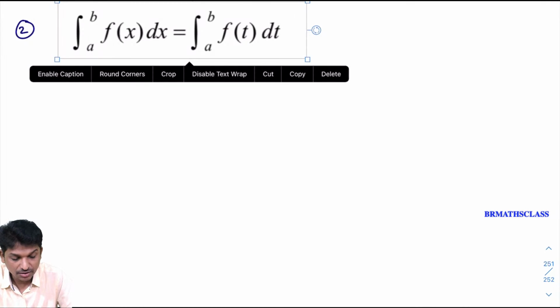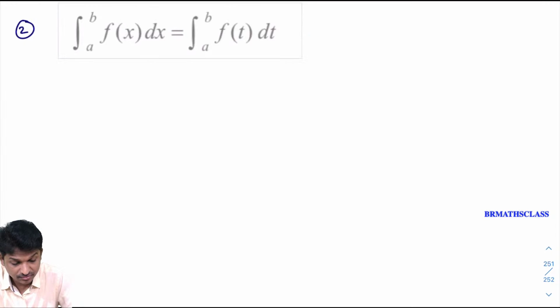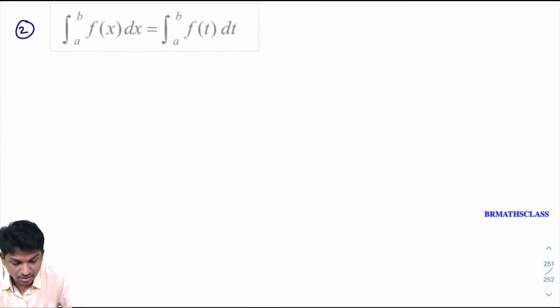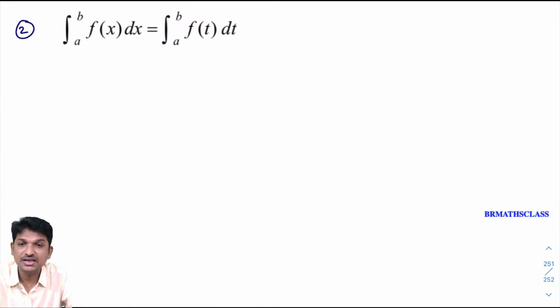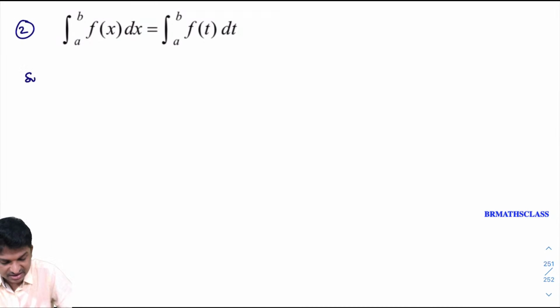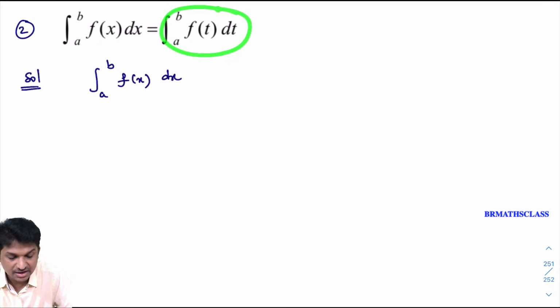Integral of a to b f of x dx is integral of a to b f of t dt. Very good, Jagdish. We do this integration by the substitution method. So I'll derive this result. For that, first I'll take integral of a to b f of x dx as the LHS part. I want to prove that this is equal to integral of a to b f of t dt. I do this by the substitution method.